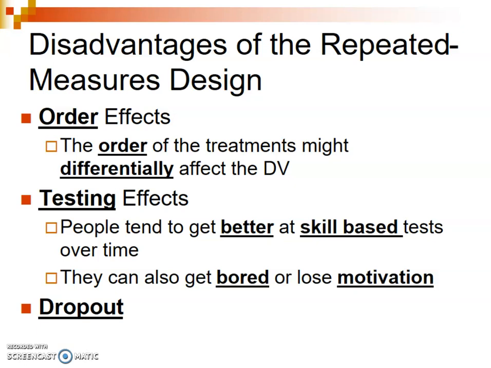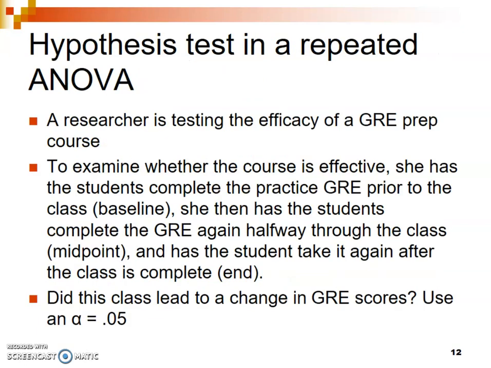So let's talk about an actual hypothesis test example for this type of ANOVA. Here's an example research question. Let's say a researcher wants to examine the efficacy of a GRE prep class. GRE is just like the SAT, except for graduate school. So they want to see if this class that's meant to prepare students to take this exam is effective.